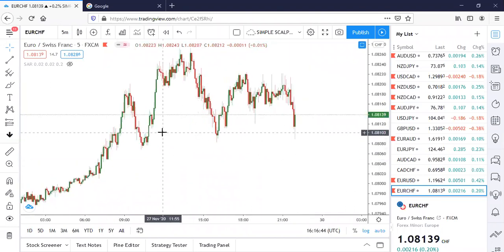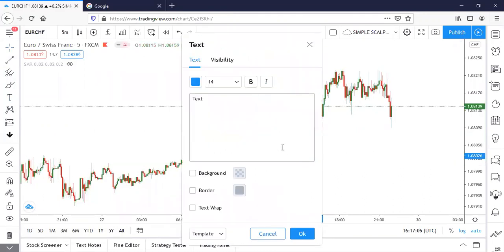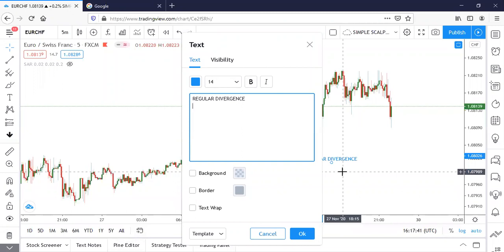Okay, now today we want to talk about divergence. We have two types of divergence: regular divergence and hidden divergence.